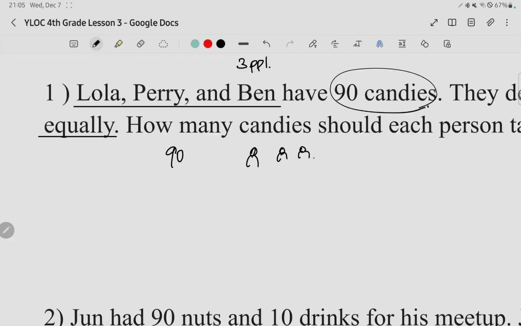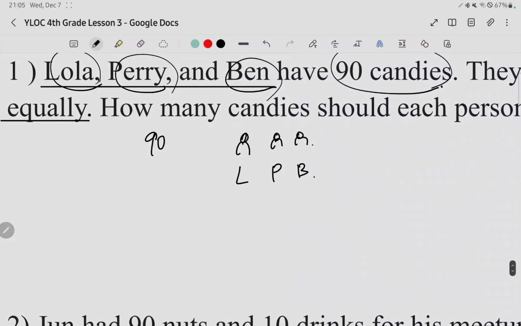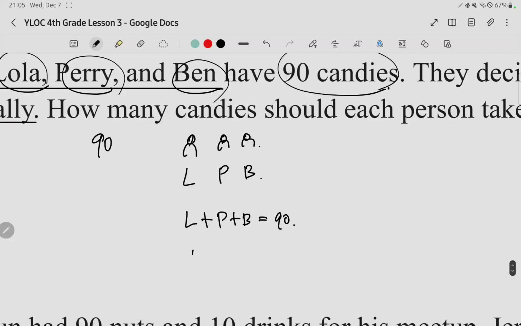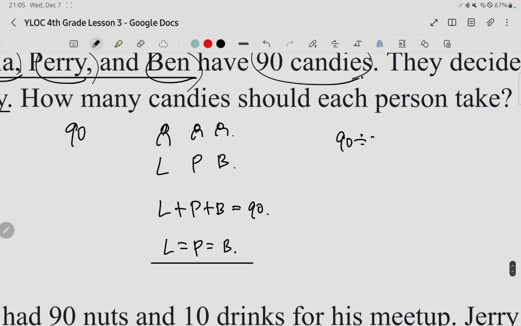If you want person L, person P, and person B, which correspond to Lola, Perry, and Ben, they have to have the same amount, which means that if you add Lola's amount, Perry's amount, and Ben's amount, you have to get 90. And L is equal to P and equal to B, which means they are all the same. So we can just divide 90 by 3 and get 30, because this means each person should have 30 candies.